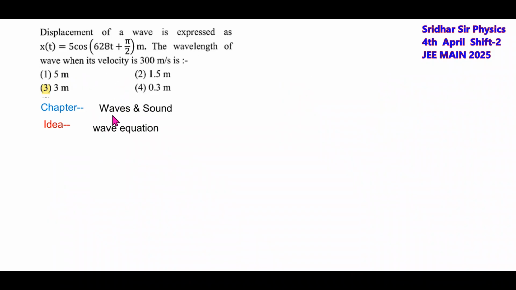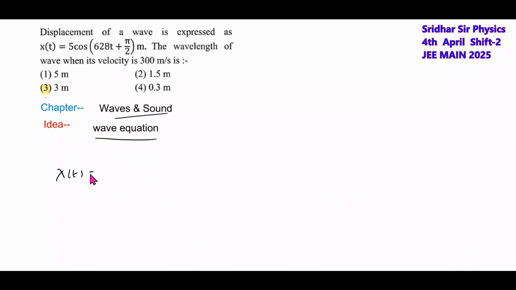This question belongs to the chapter waves and sound, and the idea involved is the wave equation, the displacement wave equation. Displacement of a wave is expressed as x(t) equal to 5 cos(628 t plus pi by 2) meter. The wavelength of the wave when its velocity is 300 meter per second. It's asking the wavelength. So what is this equation?